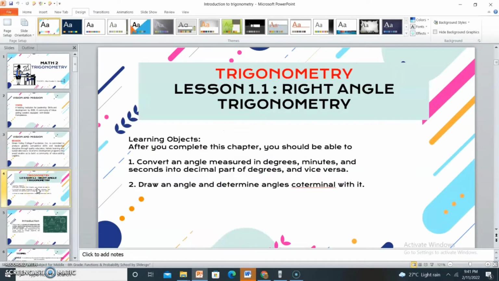So our first topic in trigonometry is right angle trigonometry. Our learning objectives: after you complete this chapter, you should be able to first convert an angle measured in degrees, minutes, seconds into decimal part of degrees and vice versa. Next is to draw an angle and determine angles coterminally.